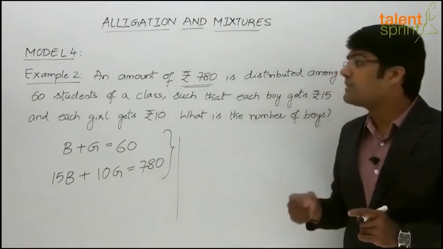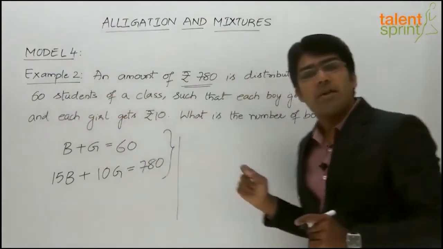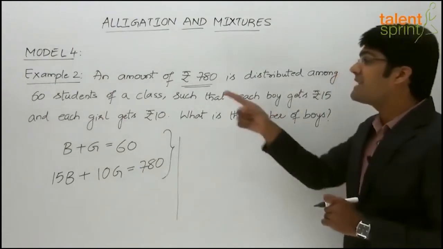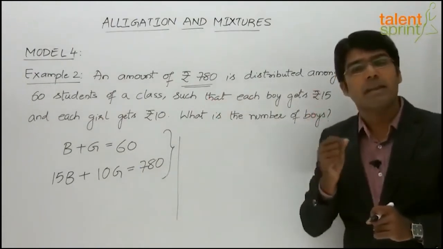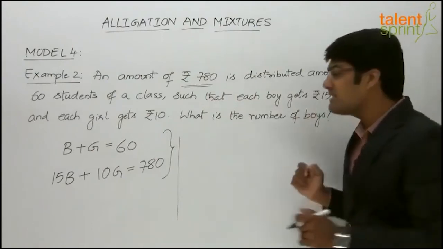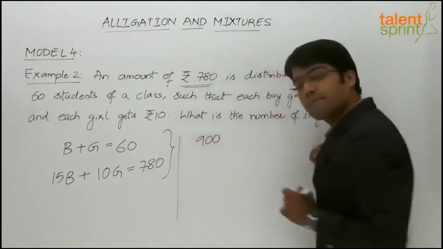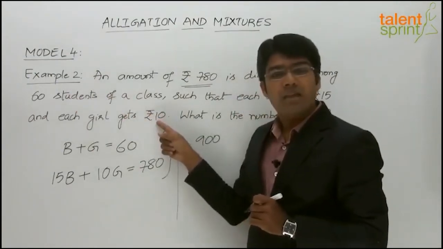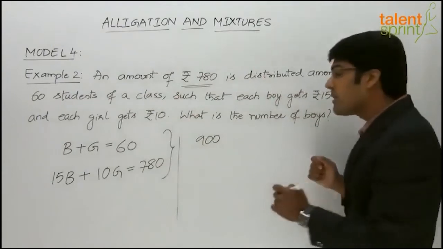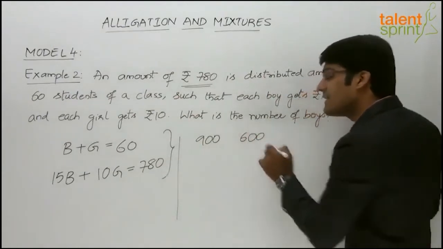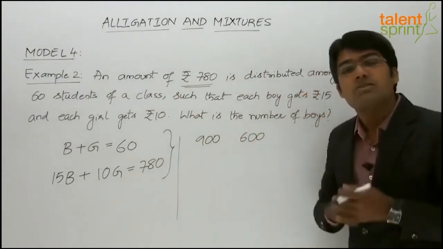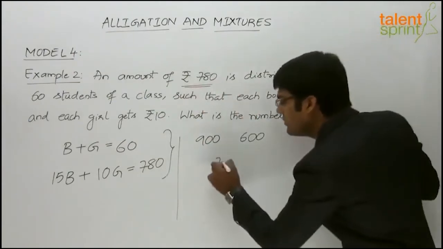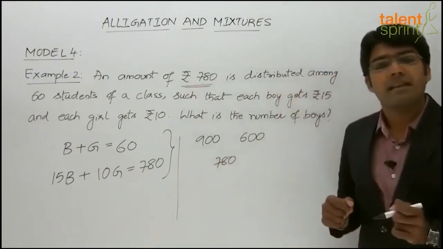Now if we assume that all the 60 students are boys, what should be the total amount? 60 into 15, because each boy gets 15 rupees. 60 into 15 is 900. So this will be 900. If all the 60 students are girls, each girl gets 10 rupees. And if all the 60 are girls, what should be the total amount? 60 into 10, which is 600. But we know that the actual mixture of these boys and girls has got a total amount of 780. So the mean value or the mixture value can be taken as 780.